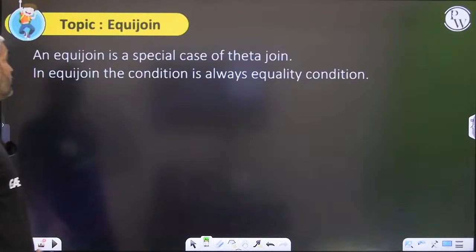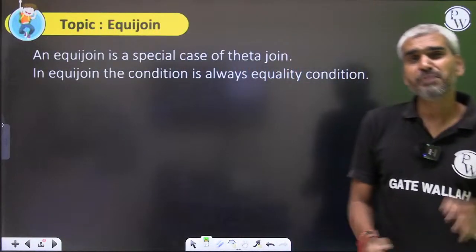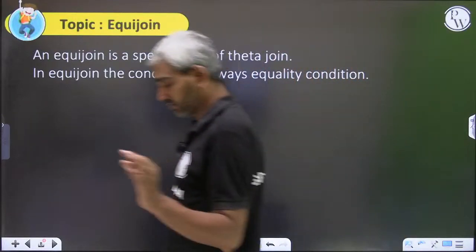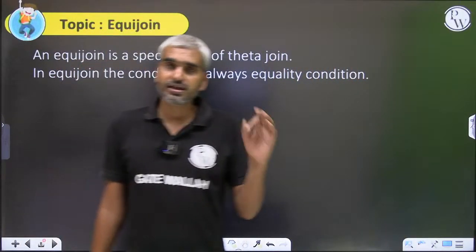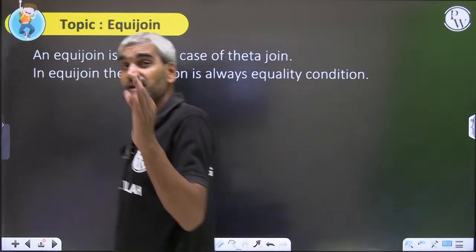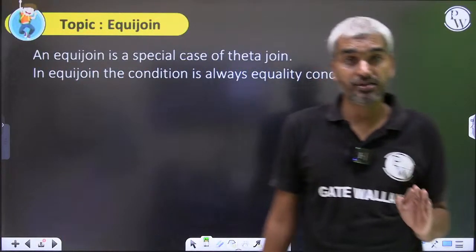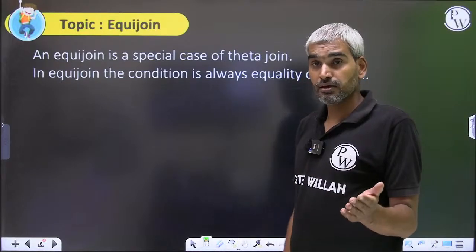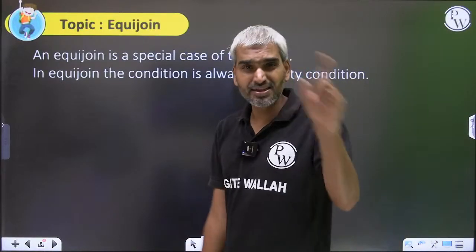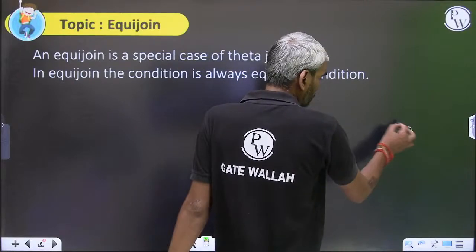Next one is equi join. So equi join is a special case of theta join. So it's nothing new. It is just a special case of theta join where the condition for join operation is guaranteed to be equality condition. So if I say that equi join is a subset of theta join, there will be nothing wrong in that, right?